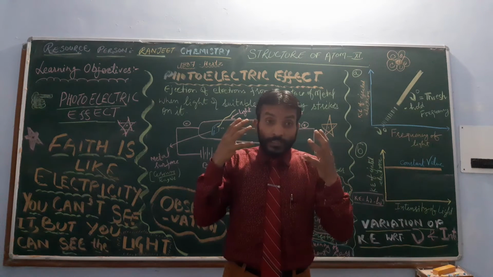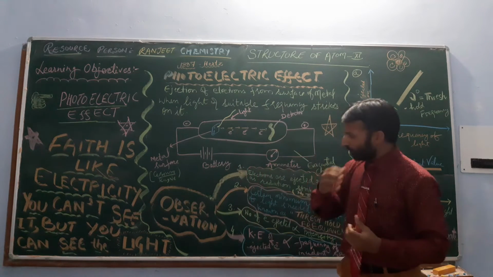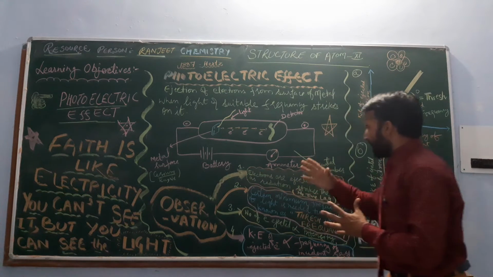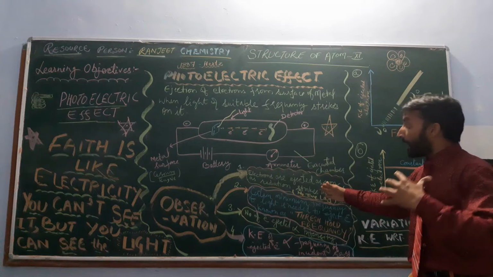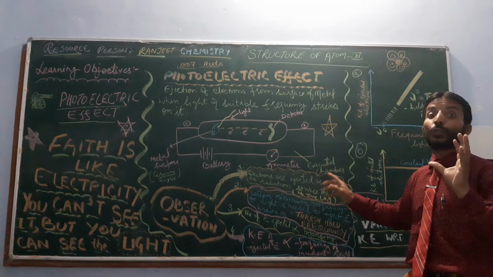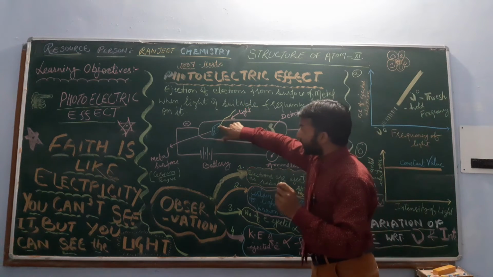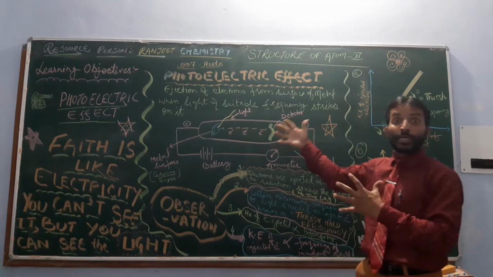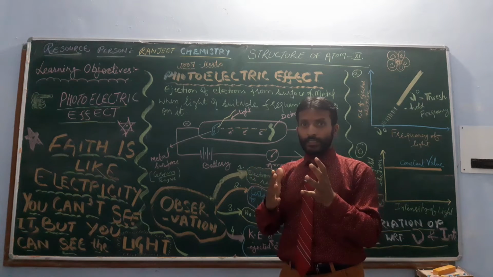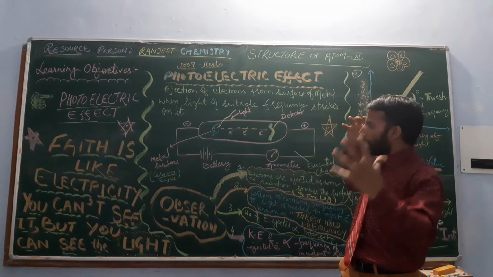different conditions, and some observations were noted down. What were these? One by one we will discuss. First, electrons are ejected as soon as radiation strikes the surface. There is no time lag. Means if now the radiation strikes, at the same time electron is ejected out. There is no difference of seconds, right? As soon as it strikes, at the same time electron is ejected out.